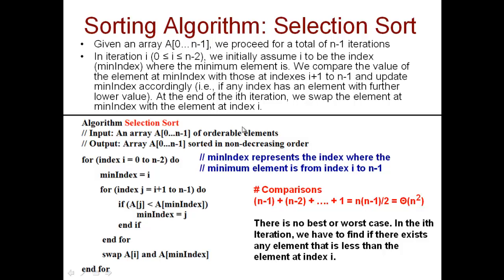When I say orderable elements, that means you can compare two elements, two integers, and say which one is greater among the two, and then accordingly you can decide. That's what orderable means. When you compare two elements, you should be able to decide which one is greater and which one is smaller. Okay. So you're going through iterations. You're going to have n minus 1 iterations, and we'll use the loop index itself to keep track of the iteration. So this index I is also the iteration number, and we'll start that from 0 to n minus 2. So together we are going to have n minus 1 iterations.